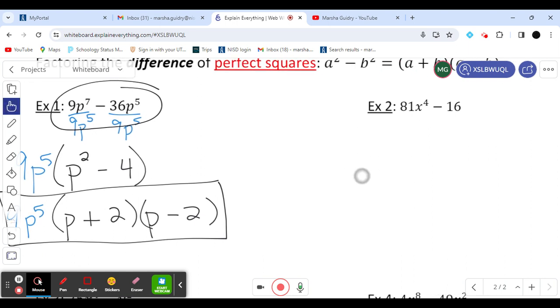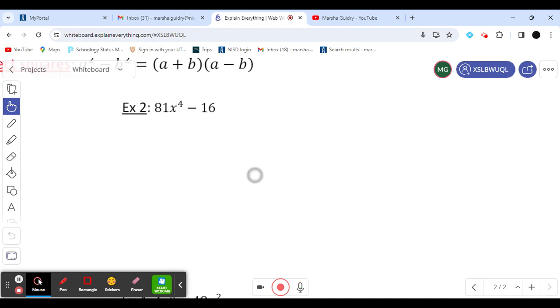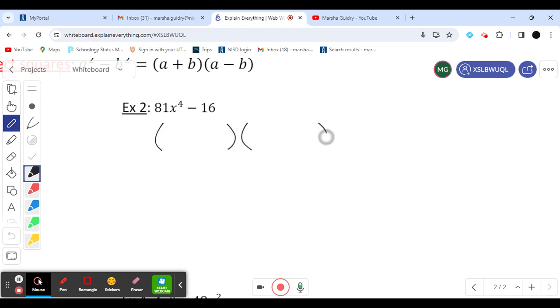So if you look at example 2, 81x to the 4th minus 16. If I look at both of those terms and do some investigating, I recognize that there is no GCF. So I'm going to go straight into factoring because 81 and 16 are both perfect squares. So what value times itself makes 81? That's a 9 times 9. What value times itself makes 16? 4 times 4.